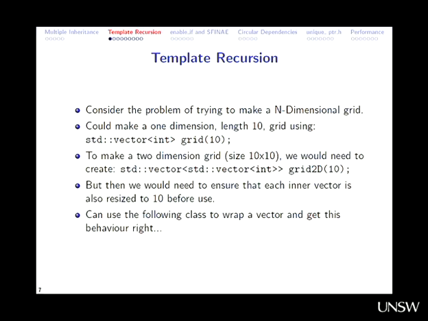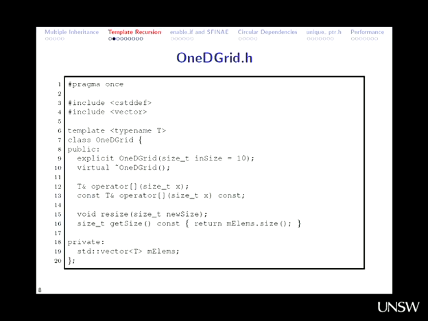Now, you could just do this all in vectors, but this isn't particularly the best because we're leaving it up to you to figure out how to do this resizing. So we could write a class to wrap a vector, and if we wrap this vector, we can get the behavior right. Everyone following so far? So here's a class that wraps a vector that does this multiple dimensional grid. Well, in this case, it's actually a one-dimensional grid.